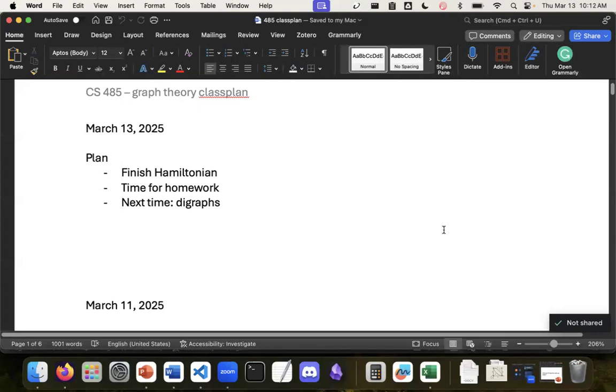We're gonna finish the Hamiltonian part, and then any spare time left over, I'll just have for homework. You could talk with your neighbor and try and figure out some of those problems. And then next time we'll start looking at directed graphs, digraphs.